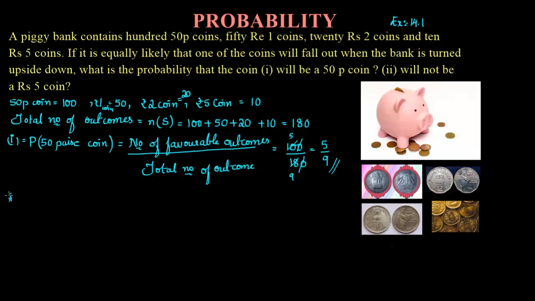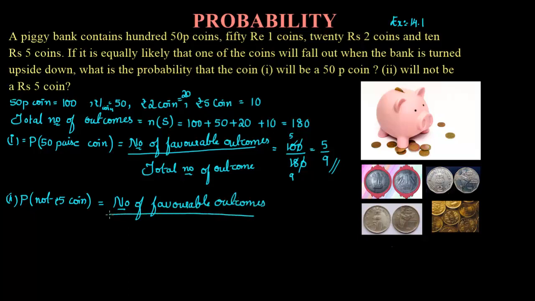Now coming to the next part of this question, that is to find the probability that the coin will not be a 5 rupee coin. So again you need to write the same formula, number of favorable outcomes divided by total number of outcomes.